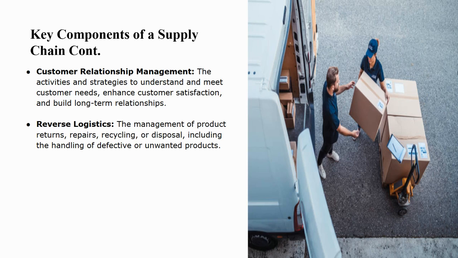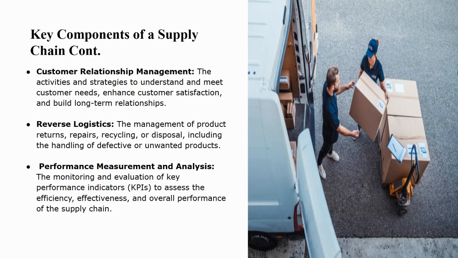So you also look at the handling of defective or unwanted products. You need to look at how you handle defective or unwanted products, those that do not meet your requirements. So you need to look at reverse logistics. It is very critical as well. Then we look at performance measurement and analysis. This is very critical. It is monitoring and evaluation. Monitoring and evaluation play a major role in the supply chain process, as we need to make sure that we monitor and evaluate the entire process to measure the performance of the different players within the supply chain.